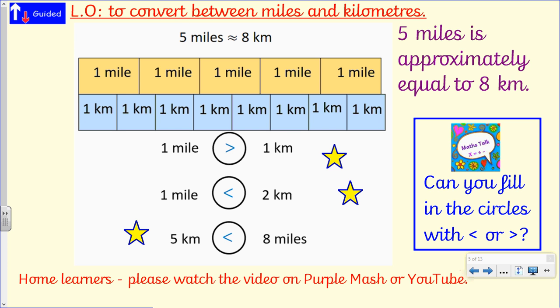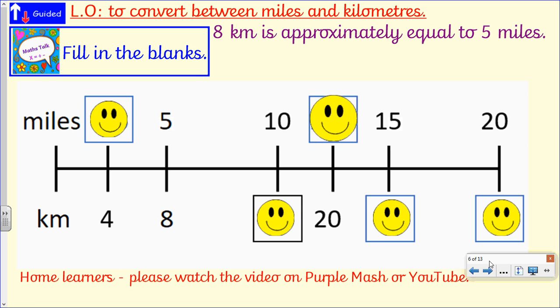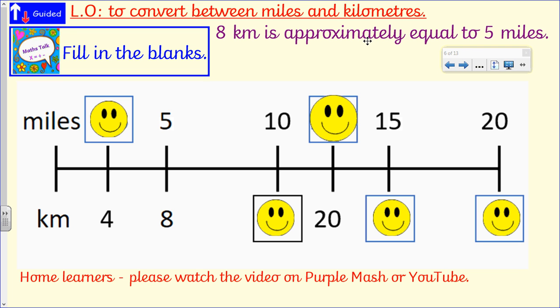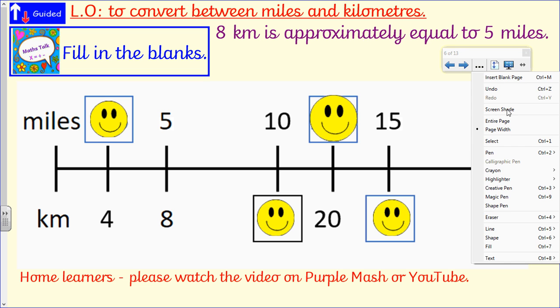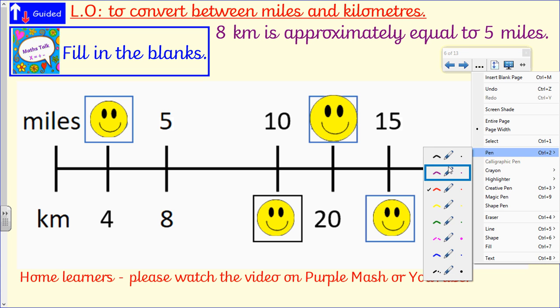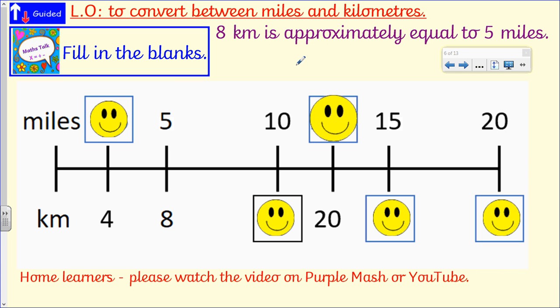Right, next one. So on this one, we're filling in the blanks. So I've left the information up here. 8 kilometres is approximately equal to 5 miles. And you can use that sign. That is a genuine mathematical sign. I've not just made that up. So I'll try and do it some justice. I've not done it any justice at all.